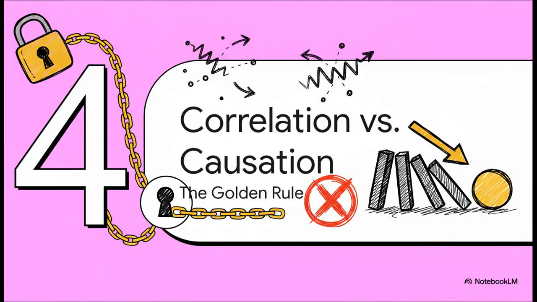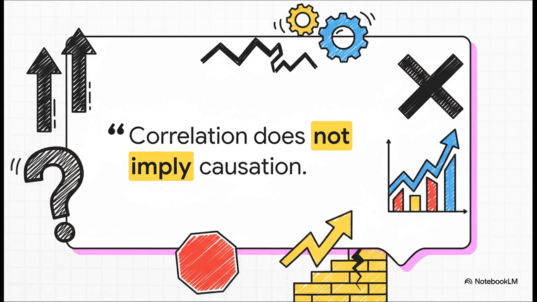Okay, we've arrived at what is, without a doubt, the most important part of this whole discussion. We've seen how powerful it is to find these relationships in our data, but there is a massive, critical trap that we all have to avoid. This is like the golden rule of data analysis. This quote says it all. Just because two things move together does not mean, I repeat, does not mean that one is causing the other. This is probably the single biggest and most dangerous mistake people make when they look at data.